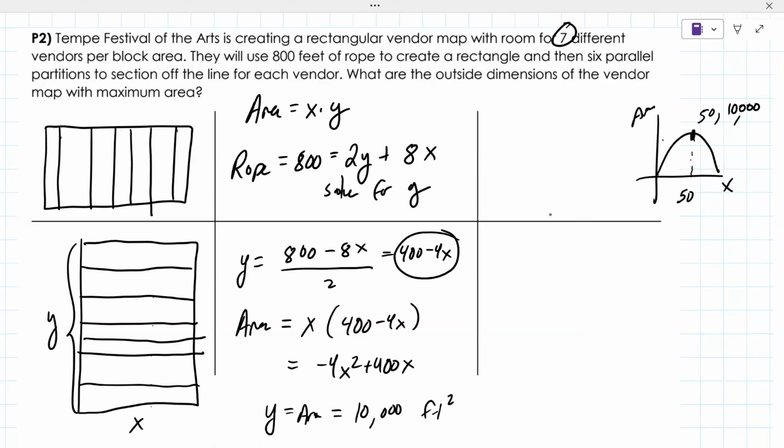They're asking for the outside dimension with the maximum area. So now we need to find the y value. We know the x. To find the y, we have to put that back into the 400 minus 4x. 400 minus 4 times 50 ends up being 200.